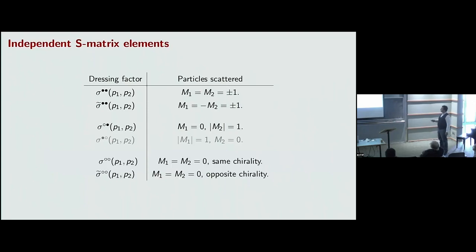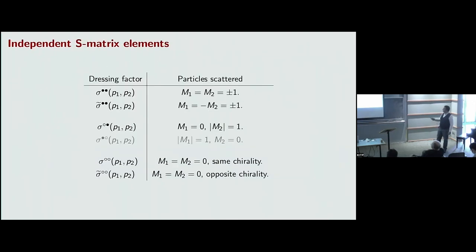And then I have the case of two massless particles, and if I have to be careful, I should distinguish the case where they have the same chirality or opposite chirality on the worldsheet. Everything else, like mass equal 2, mass equal 3, and so on, will be obtained just by fusing these particles into bound states. So I don't have to do this right now.